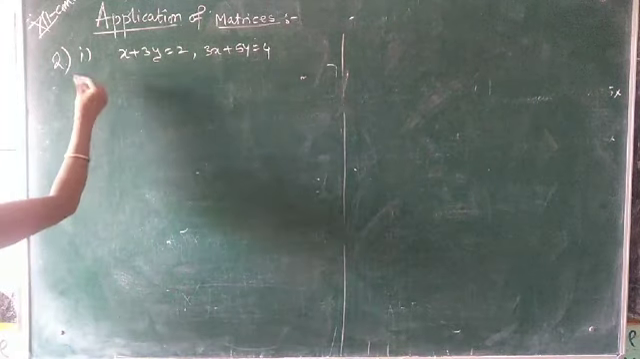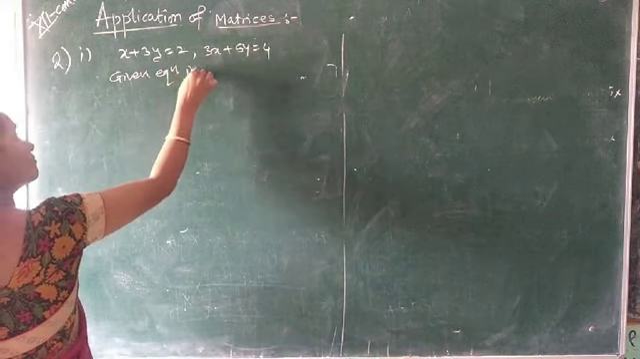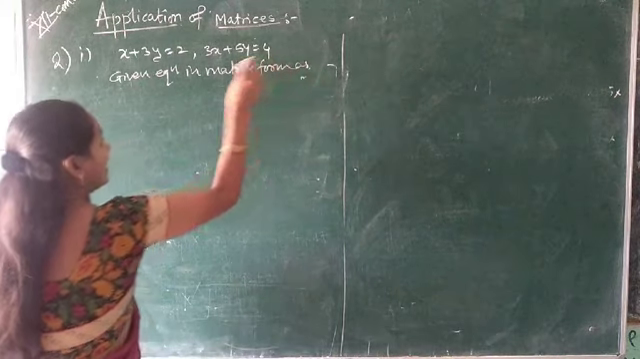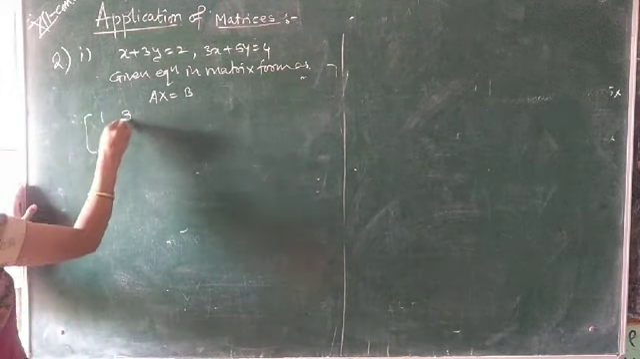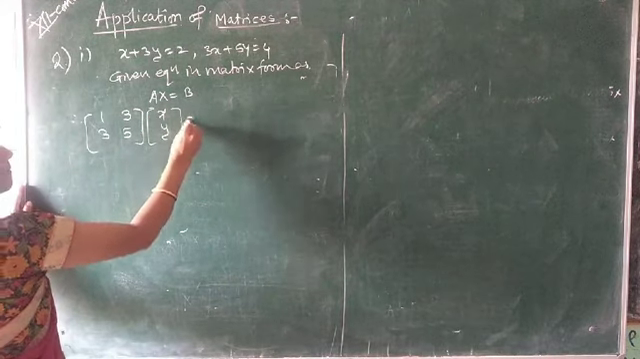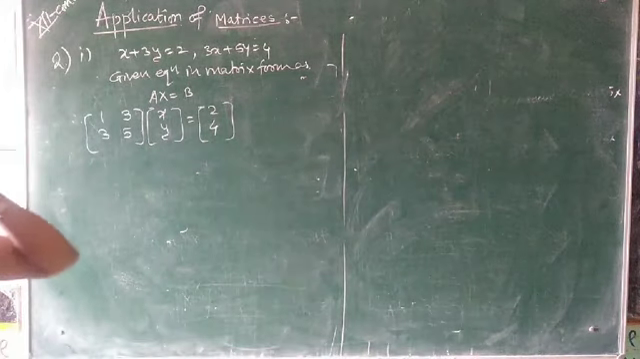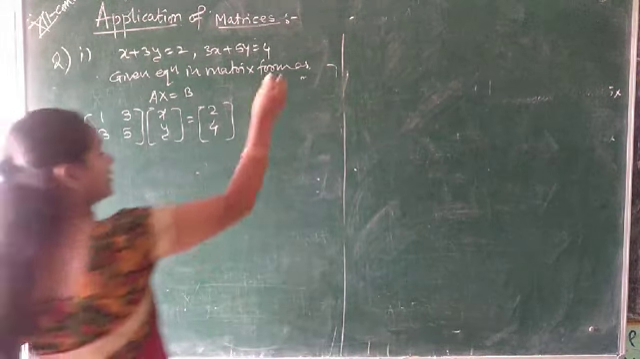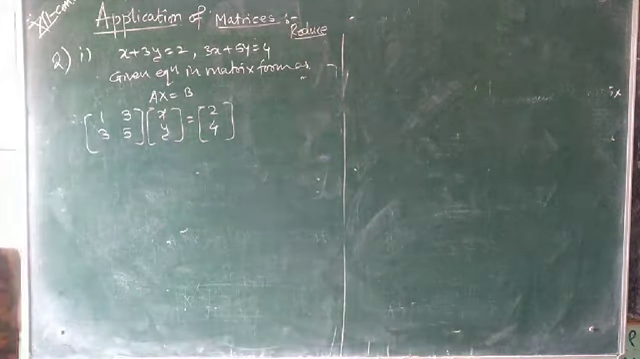So first write the given equation in matrix form as AX is equal to B. Therefore, what is A? 1, 3, 3, 5. X means x1. B is the constant, 2, 4. This is our matrix form. Now, we have to find the solution of this system by using the reduction method. Reduction means what? We have to reduce the matrix into an upper triangular matrix or a lower triangular matrix.